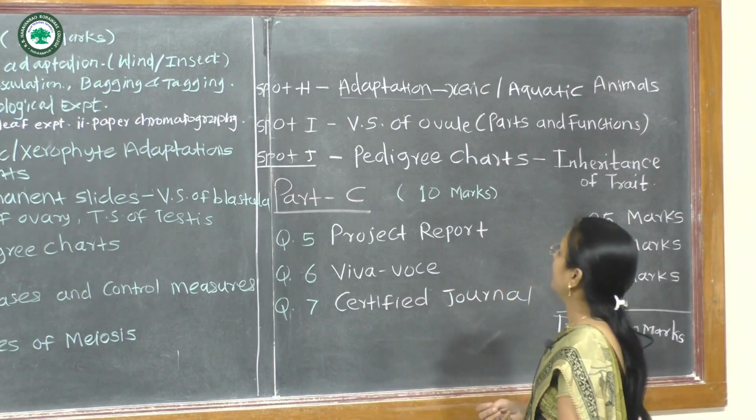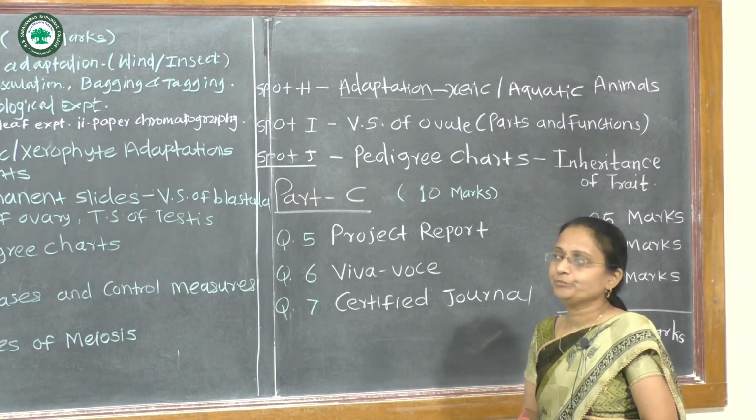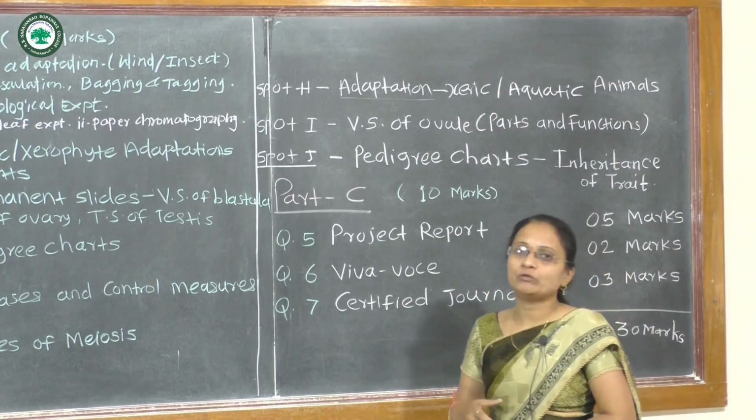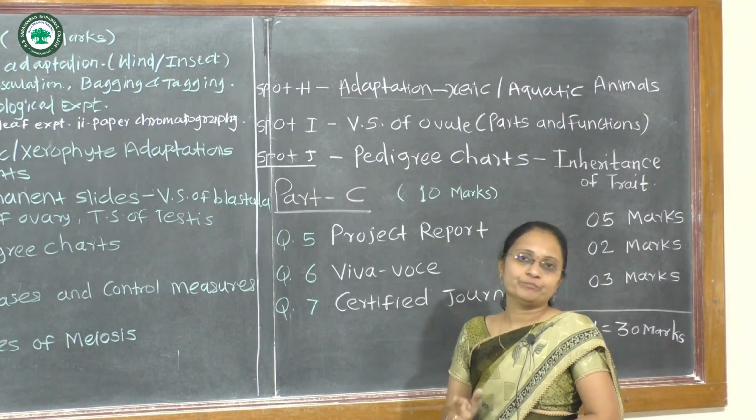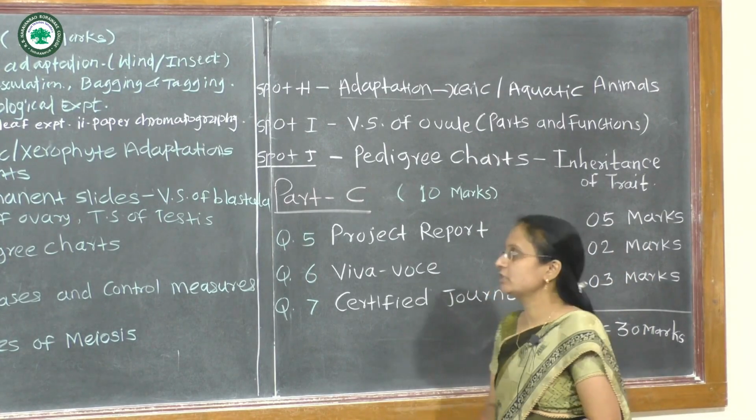Now spot I. This spot shows the VS of the ovule. The various parts of this ovule will be shown, and you have to describe the functions of the parts shown on that structure.